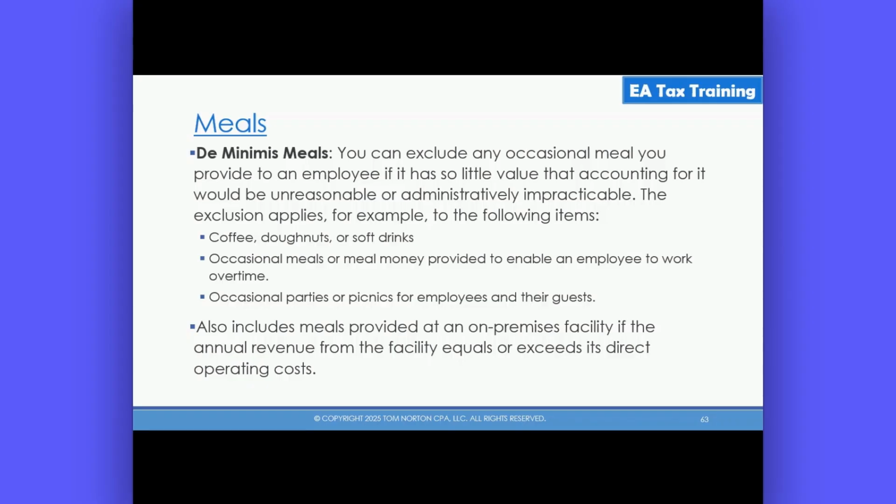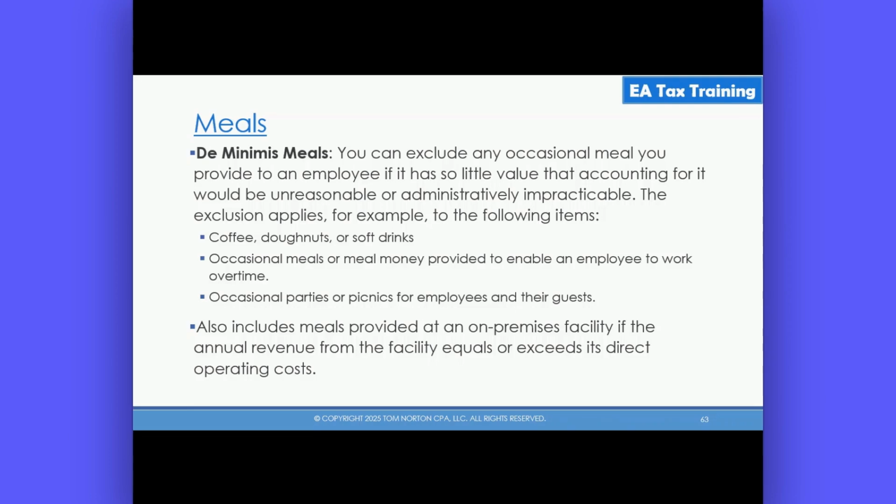This could apply to you if you're doing tax returns and you work for an accounting firm or a tax firm. They might say, okay, it's busy season, you're working late, we're going to buy pizza for everybody or sandwiches for everybody. They can do that, they can deduct it, and they do not have to include that in your income. And then also occasional parties or picnics for employees and their guests. So they have a family picnic day. Of course, they provide food, etc. Don't have to include that in the employee's income.